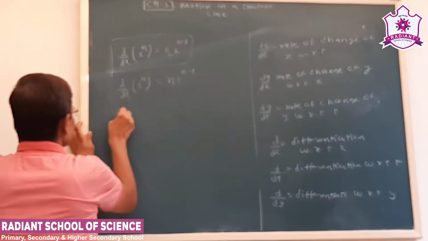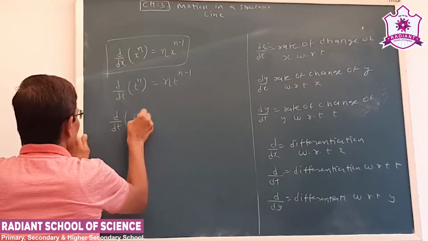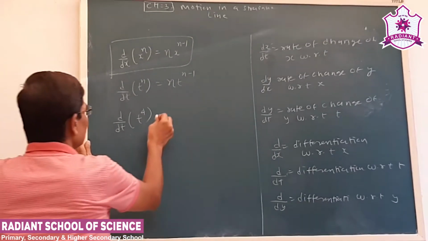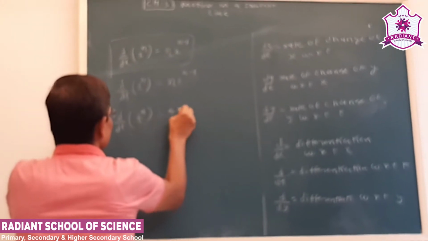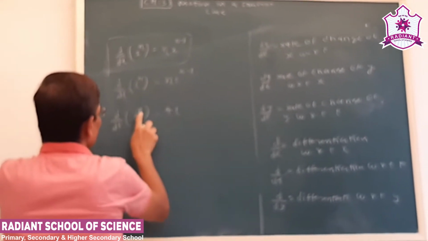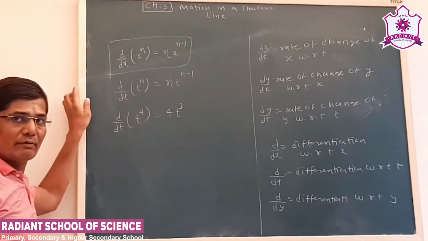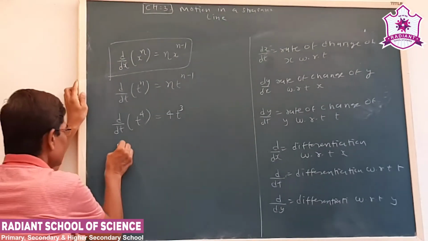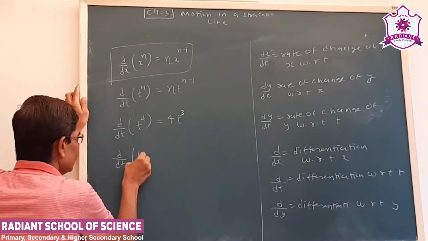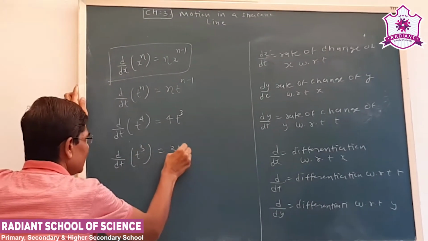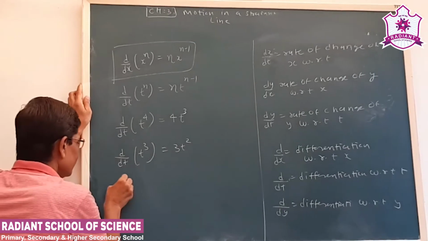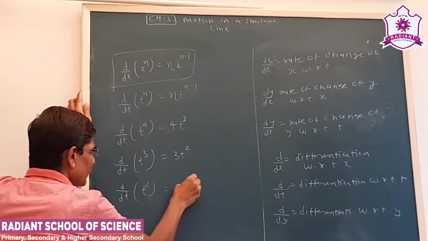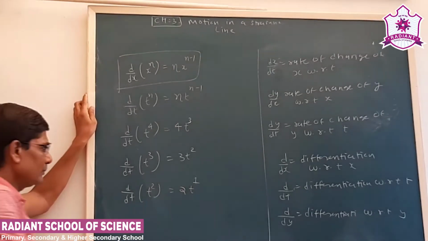Now suppose it is d by dt of t raised to 4. So what we see here, the value of n is 4. So the differentiation is 4 t raised to n minus 1. Okay, 4 minus 1 will be 3. So the differentiation of t raised to 4 is 4t cube. Similarly, we can write the differentiation of t cube, that will give us 3t square. Similarly, the derivative of t square will be 2t, n minus 1 power will be 1, but we can skip that.